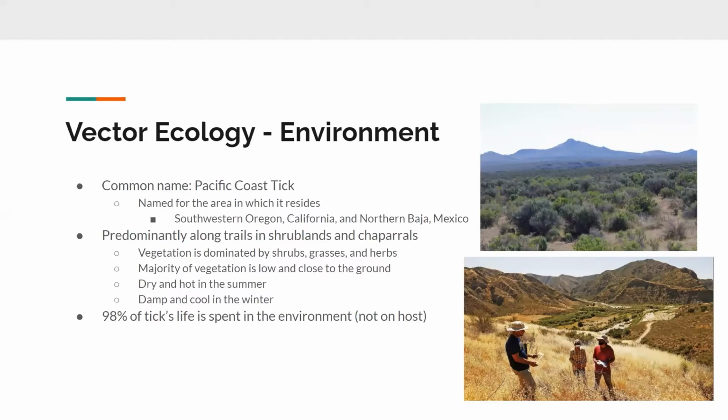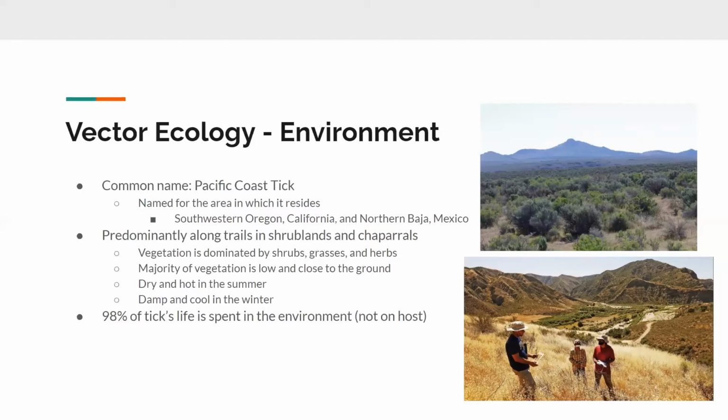Now, these shrublands and chaparrals, the vegetation is dominated by shrubs, grasses, and herbs. Majority of the vegetation is low and close to the ground, and if you remember, the nymph stage only quests about 5 inches maximum from the ground, so this is really beneficial to the species to be living in these habitats. Now, this habitat is dry and hot in the summer, but it is actually damp and cool in the winter, which allows for easier overwintering.